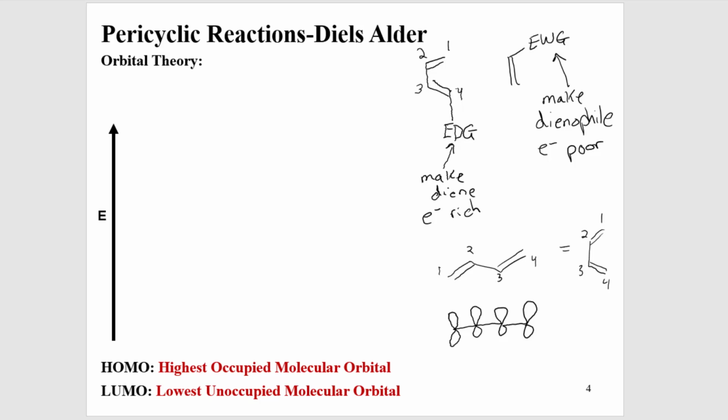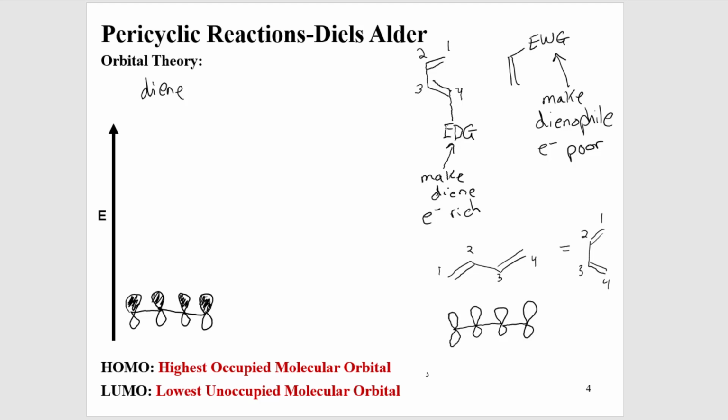So understand that orbitals are wave functions, right? Because they're wave functions, they have wave-like properties. They have in-phase and out-of-phase bonding and anti-bonding nodes. So the lowest energy orbital of the diene has all of the p orbitals in phase.